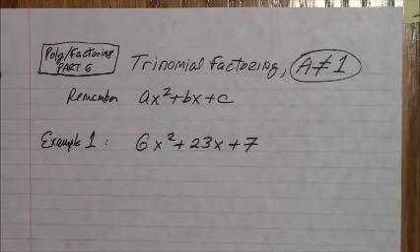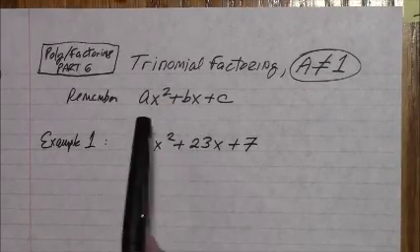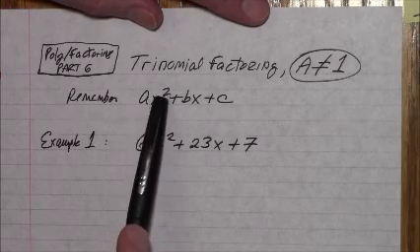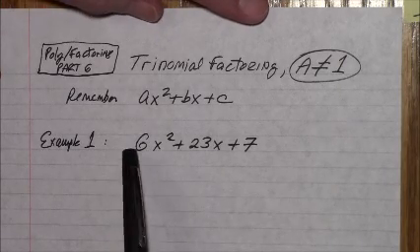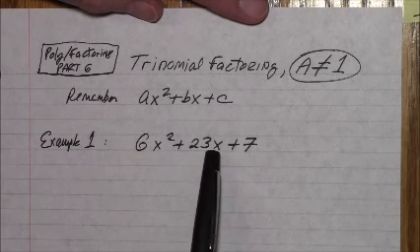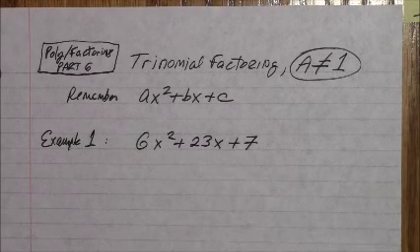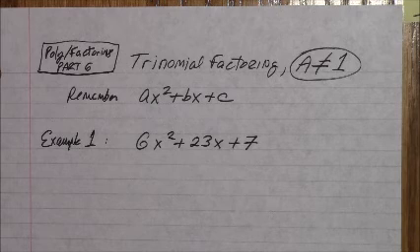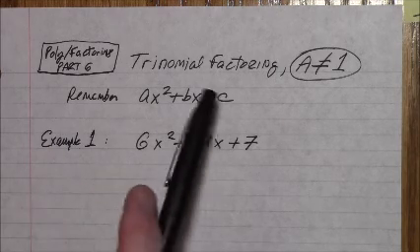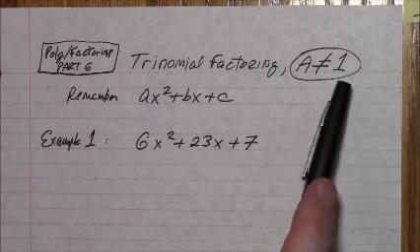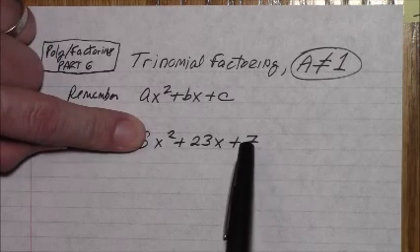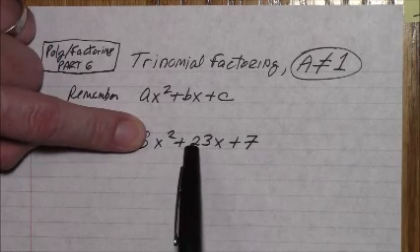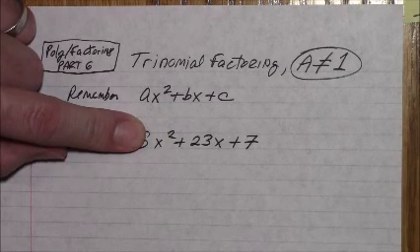Now we're going to look at trinomial factoring when the a value, the coefficient of the x squared term, is not equal to 1. As an example, let's look at 6x squared plus 23x plus 7. We cannot do the method shown in the last section about trinomial factoring when a is equal to 1, because in that case we would need numbers that would multiply to 7 and would add to 23. There are no such possibilities.